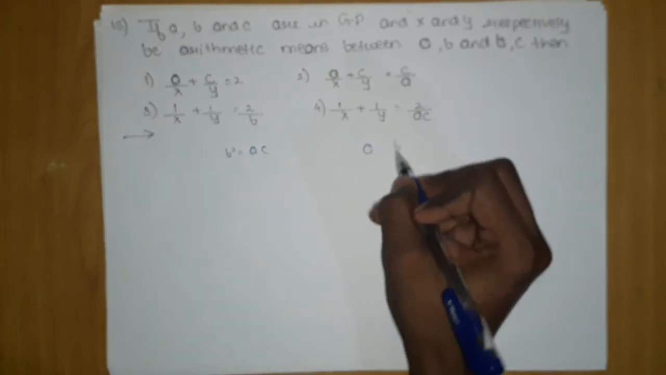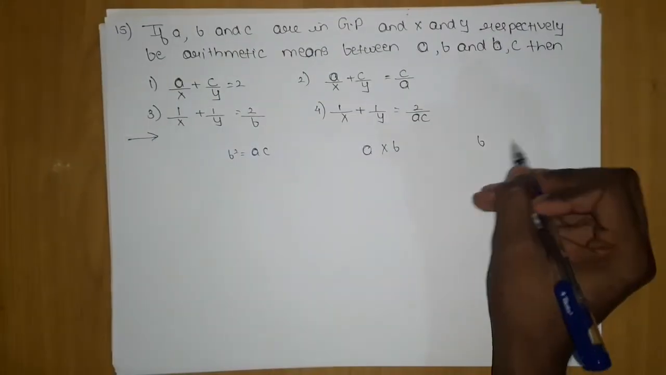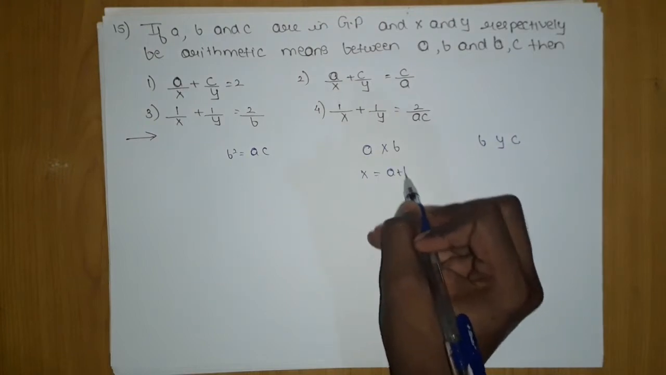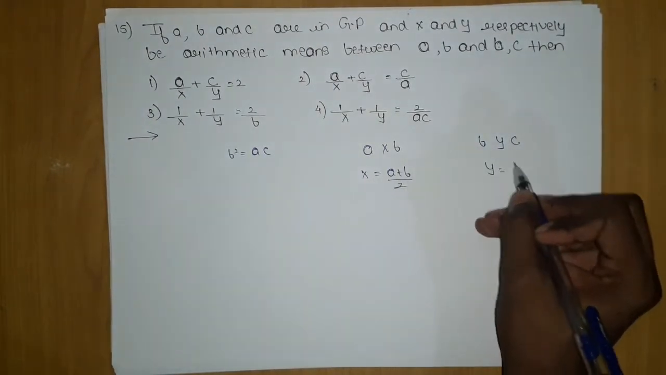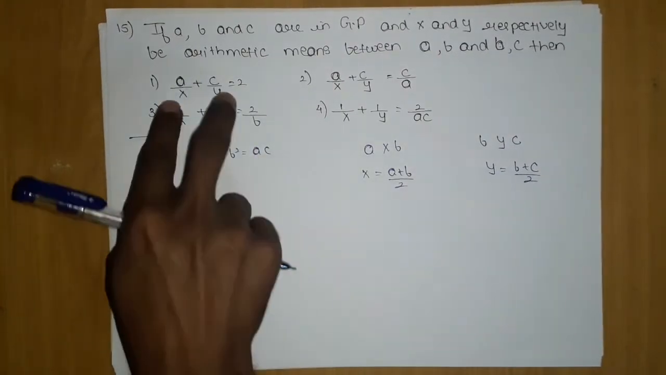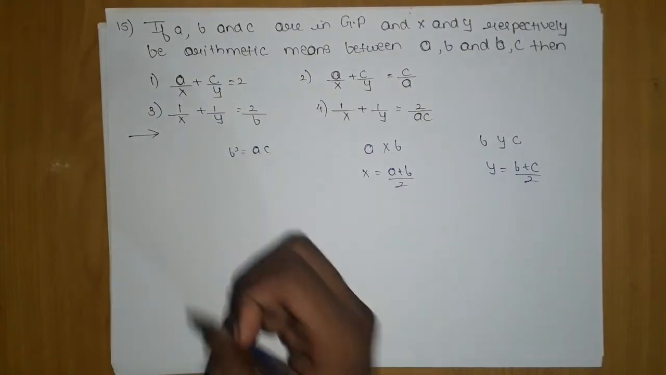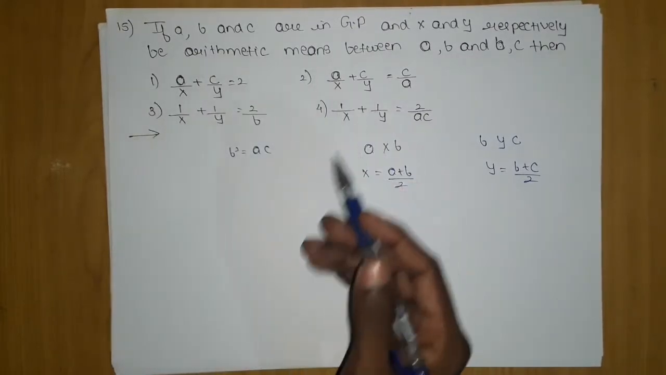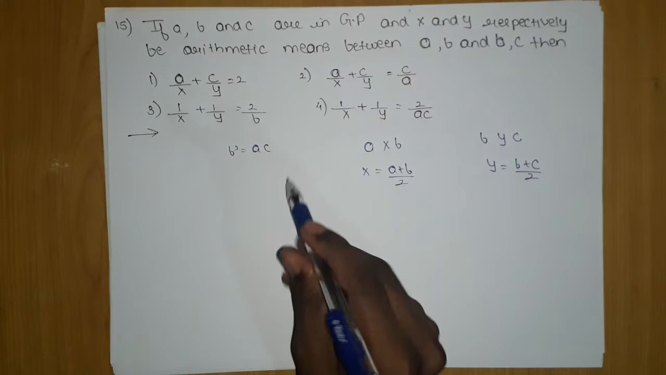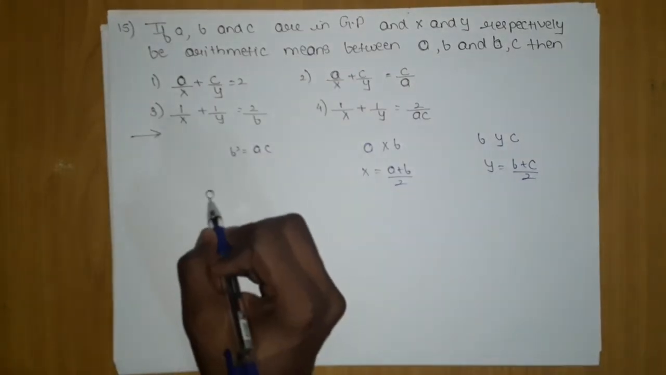If a, b has x in between and b and c have y in between, then x will be nothing but (a plus b) by 2, and y will be nothing but (b plus c) by 2. So we have the x value and the y value. Can we substitute here and check whether it is equal to 2? If it satisfies, then this is right. If it does not, then the other will be right. Multiple correct, we never know what can happen.